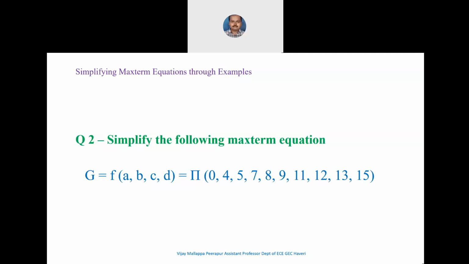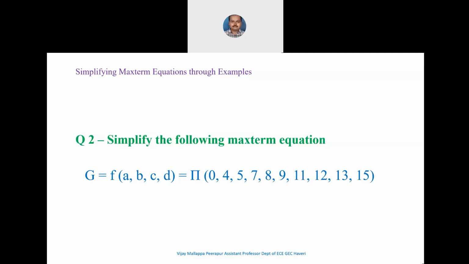Now what we have: the output variable g is a function of input variables a, b, c and d, which is equal to pi of what? What are the max terms we have? It is 0, 4, 5, 7, 8, 9, 11, 12, 13, 15.